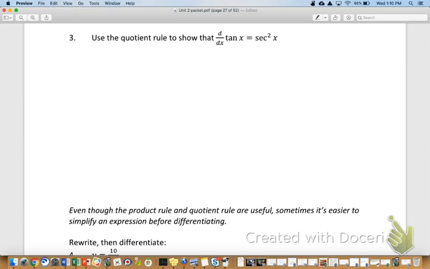The only problem I see here is, if I'm going to be using the quotient rule, shouldn't I be doing the derivative of a fraction? I don't see any fractions anywhere. What could I do? Oh, we're going to say that tangent is sine over cosine. So if I do the d dx of tangent, I'm really doing the d dx of sine over cosine. Perhaps now you can see the need for the quotient rule. See if you can take that and run with it and somehow arrive at secant squared.